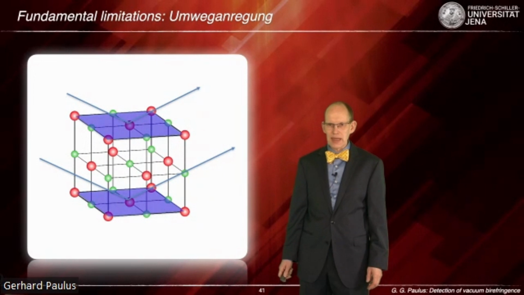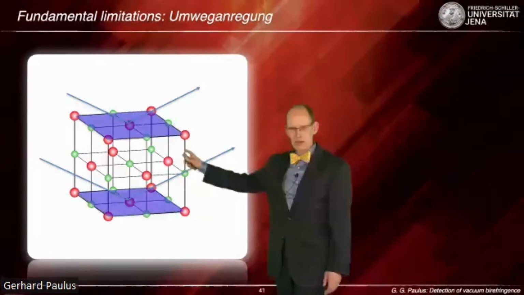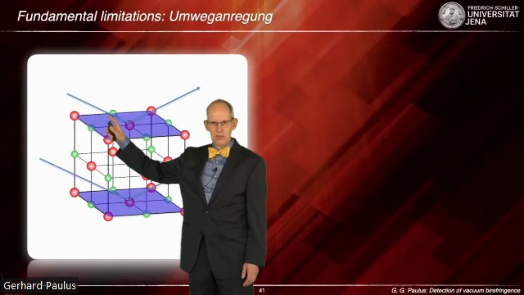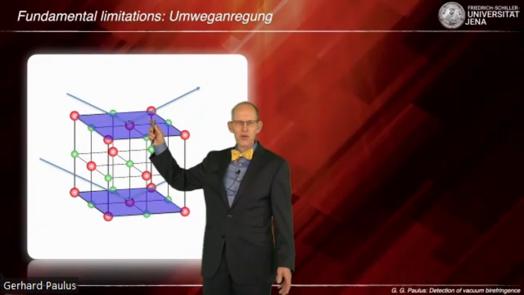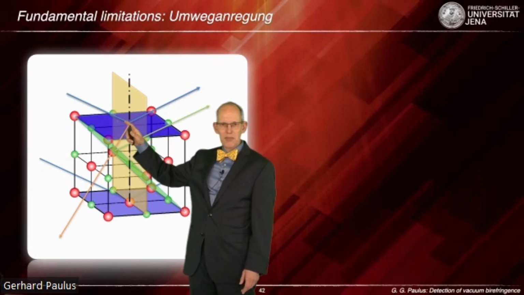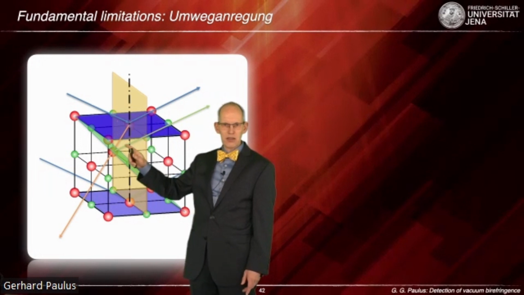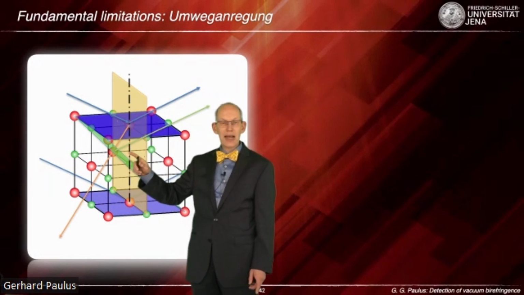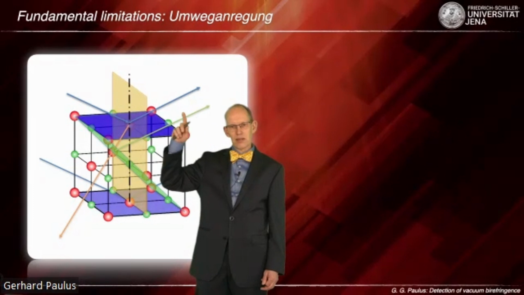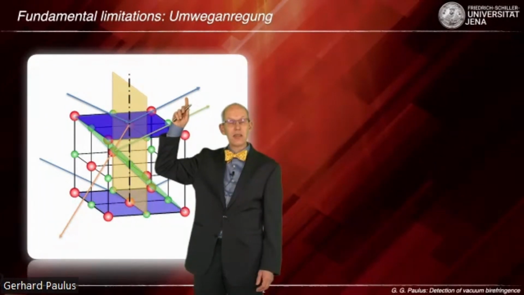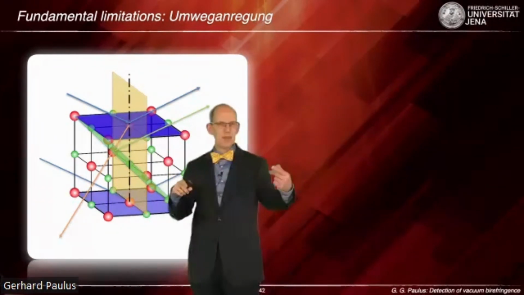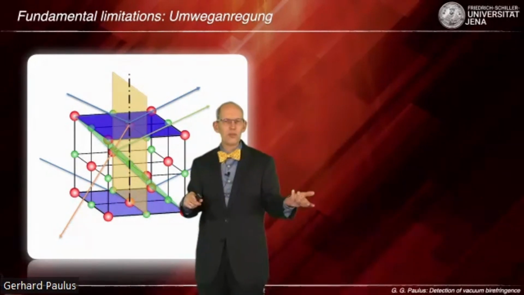Okay, and the first one is what's called Umweganregung. So here you see 2 planes, and the wavelength is chosen such that the deflection is by 90 degrees. But of course, this crystal has many other planes, and it may happen that the incoming beam is reflected here at this orange plane, say, and then again reflected at this green plane, such that it also goes in the same direction as the beam that we want, right? So you see, this beam takes a detour, in German Umweg.